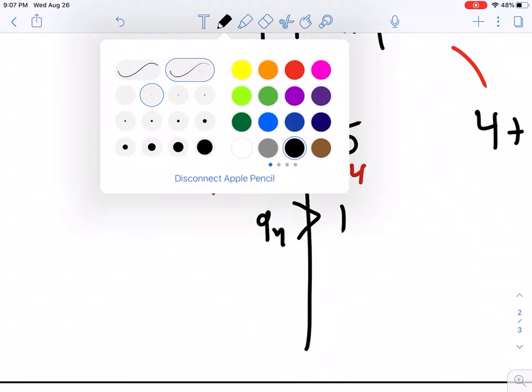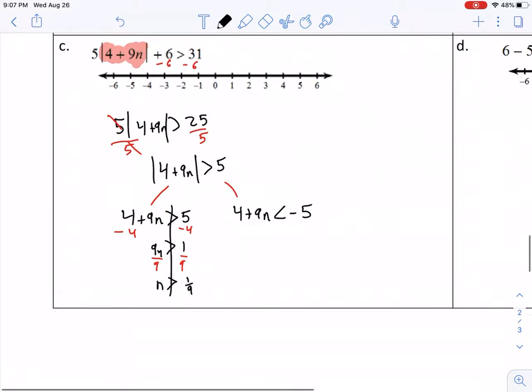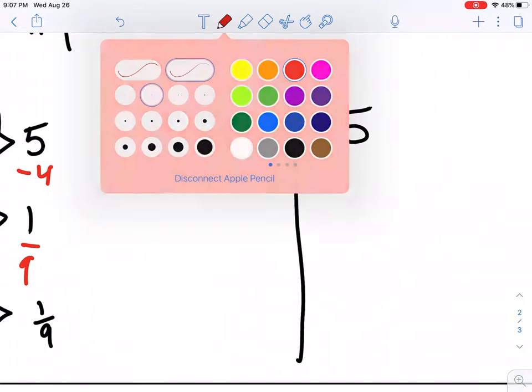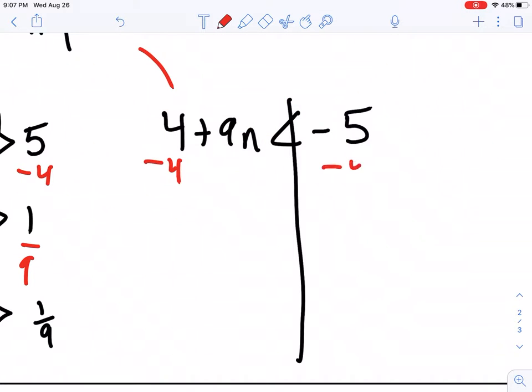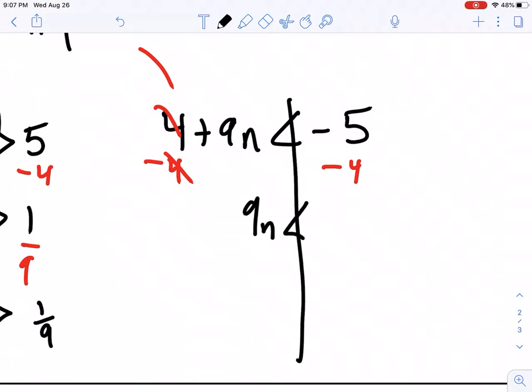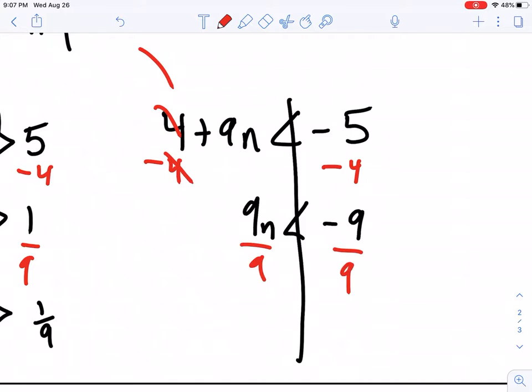I'm then dividing by 9 so that n is greater than 1 over 9. Okay, so I got a fraction for my first one. In my second one, I subtract 4 to both sides. I have 9n is less than -9. I divide by 9 to both sides. And n is less than -1.